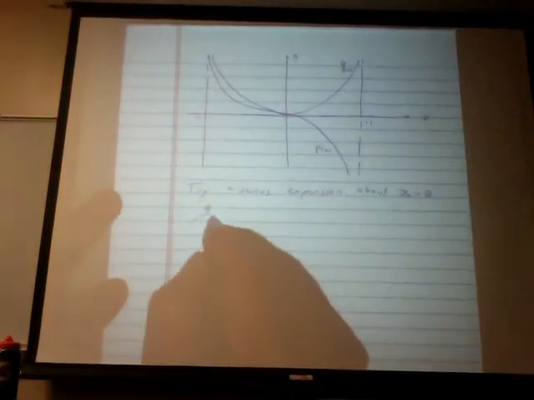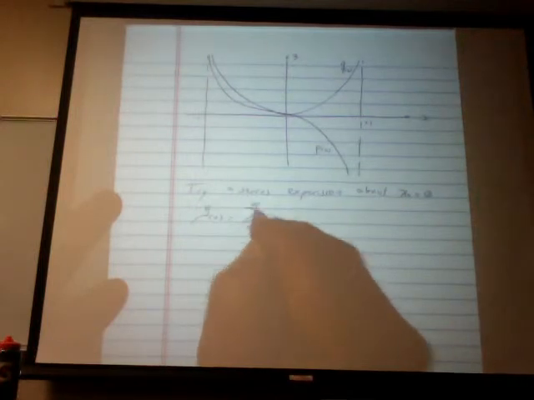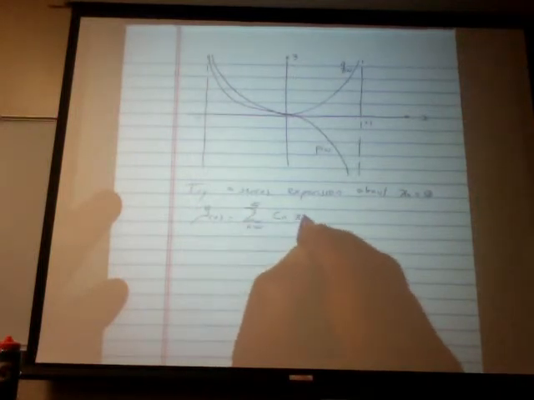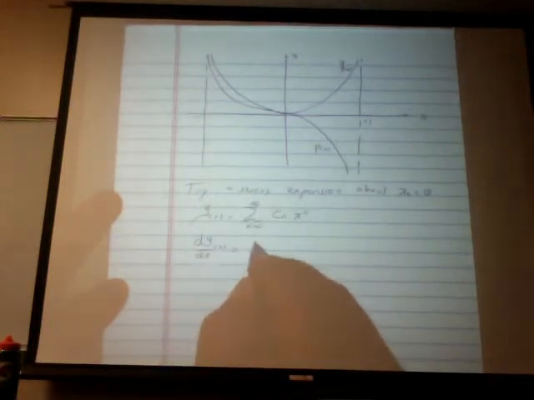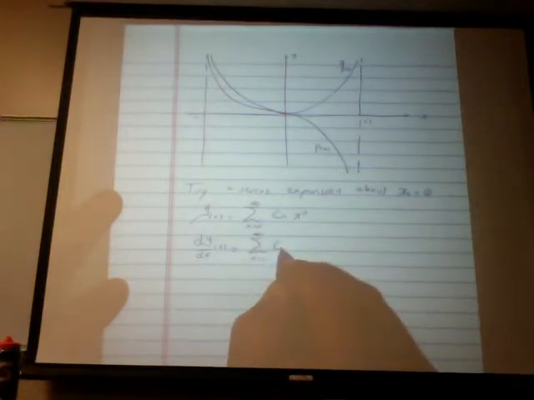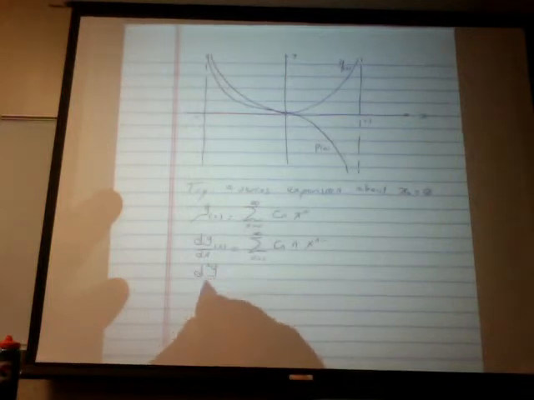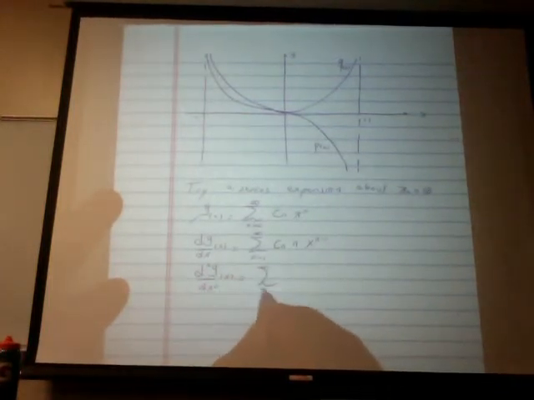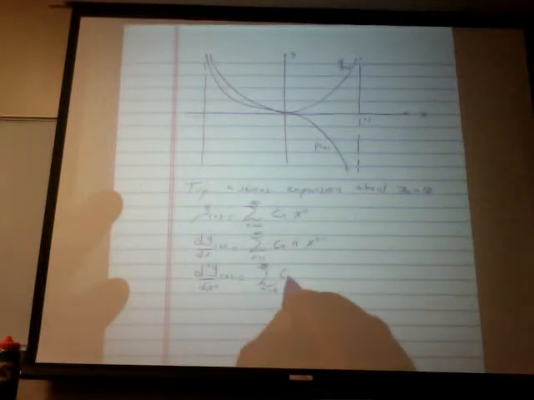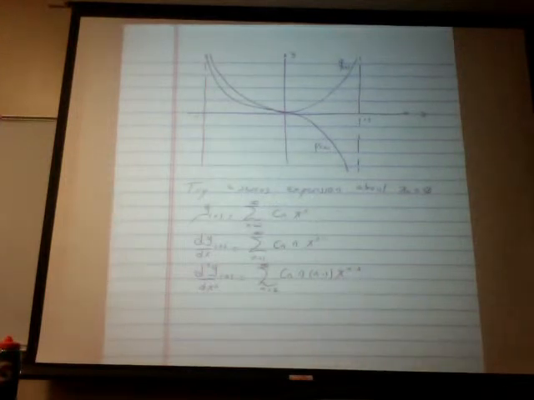So you're going to do y of x equal to the summation from n equals 0 to infinity of Cn x to the n, dy dx is the summation from n equals 1 to infinity of Cn n x to the n minus 1, and d squared y dx squared is the summation from n equals 2 to infinity of Cn n times n minus 1 x to the n minus 2.